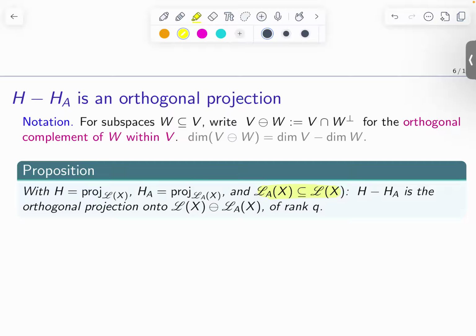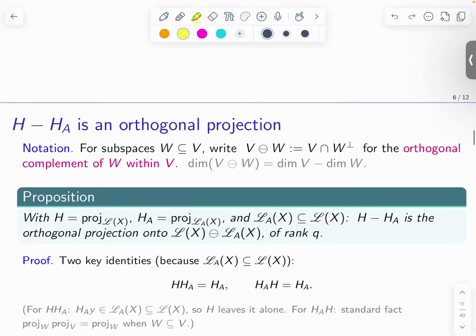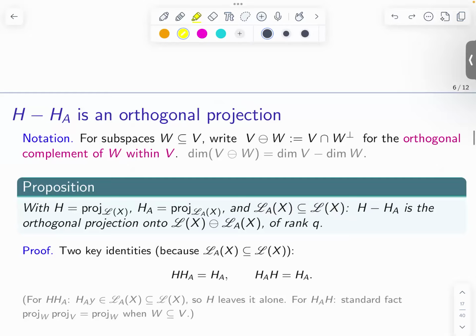If you just subtract two projection operators in general, you don't get a projection operator. But if one of the subspaces is nested inside the other, then you have this very nice result that the difference is still a projection operator, and it projects onto that relative orthogonal complement. Okay, it projects onto the orthogonal complement of the smaller one relative to the bigger one.